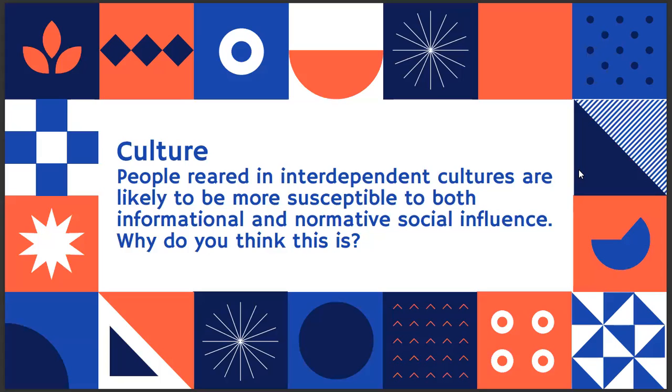Culture definitely can play a huge role in whether or not we feel pressure to conform. People reared in interdependent cultures are likely to be more susceptible to both informational and normative social influence. Why do you think this is? From what we've learned about interdependent and independent cultures, why are people reared in interdependent cultures more likely to be susceptible to both types of social influence?